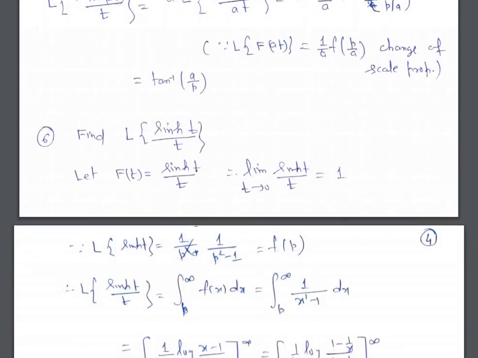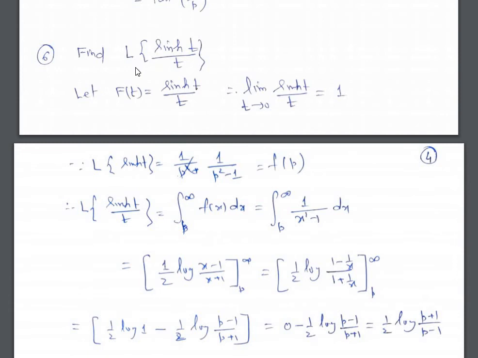Now, let us take the 6th example. Find L of sin hyperbolic t upon t. Suppose that f of t is sin hyperbolic t upon t. If we take the limit as t tends to 0 of sin hyperbolic t upon t, it is equal to 1, which is again a finite number. So, this limit exists, and now L of sin hyperbolic t is 1 upon p square minus 1, which is equal to f of p.